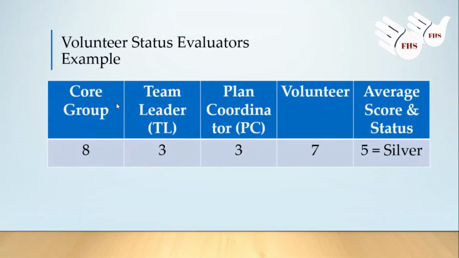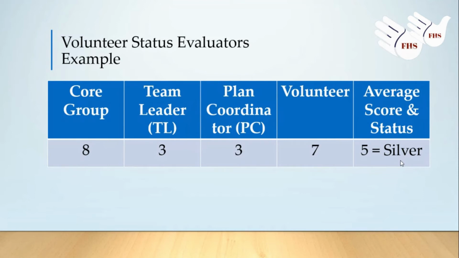Here's an example. If you got a score from core group evaluation of 8, and then your TL gave you 3, PC gave you 3, and you gave yourself 7, then we will sum it up and get the average score. And here your score would be 5, and that is equivalent to silver status. So that would be your final score and status for the given month.